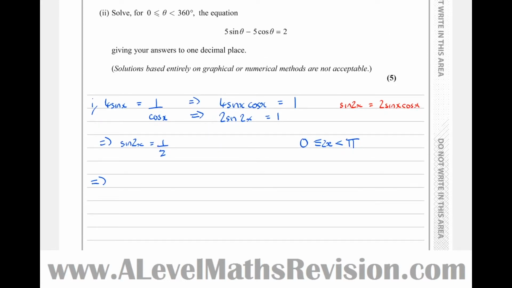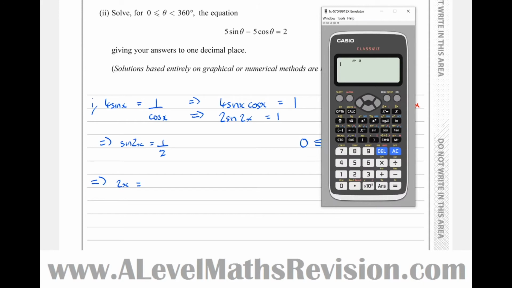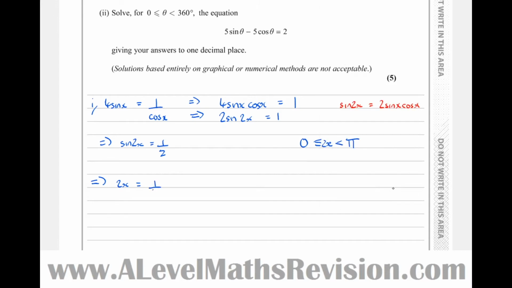Right, so if we arc sine both sides, we get 2x equals arc sine of 1/2, which is 1/6 pi. And just drawing the graph roughly between 0 and pi, 1/6 pi is there. So that one's pi take 1/6 pi, 5/6 pi. Therefore, x is equal to 1/12 pi and 5/12 pi. And that's the first part done.